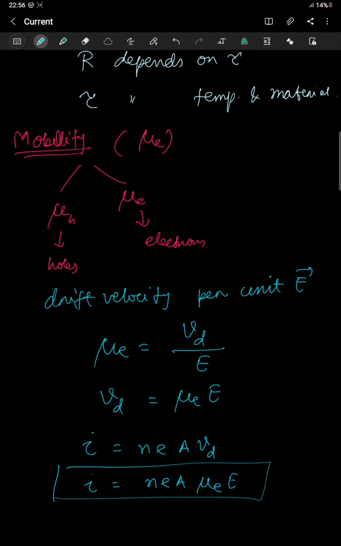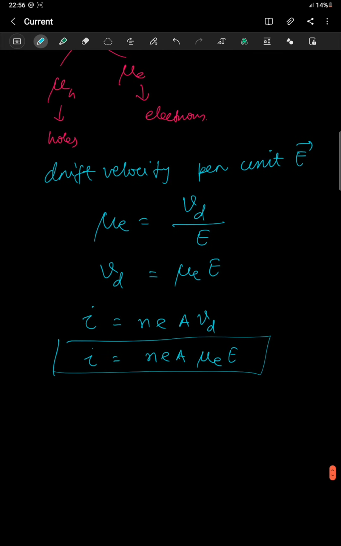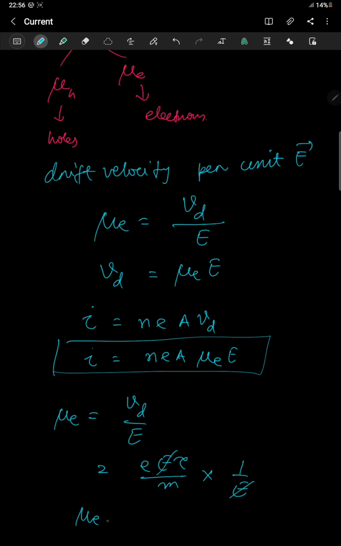And one more important thing which we can find out from here: we know mu e is equal to Vd by E. And what will your Vd be then? eE tau by m, which we already know, into 1 by E. So E gets cancelled out. Your mu e can also be written as e tau by m. So these are the expressions which will be required while solving problems, right?